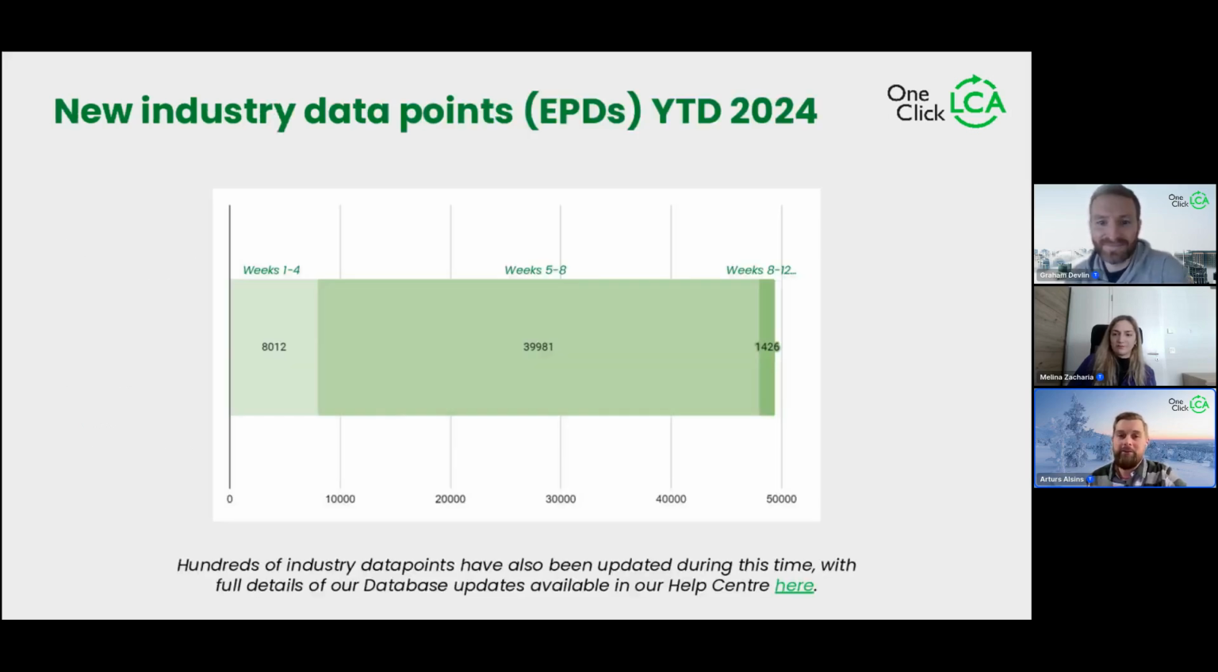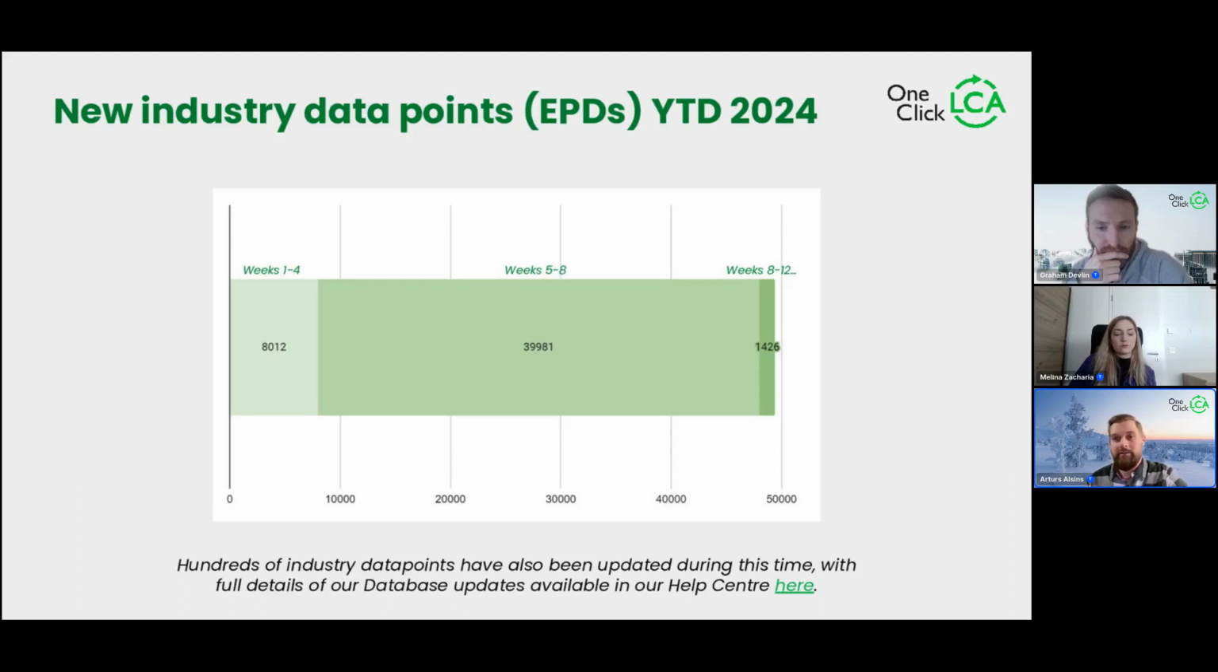Right, this is actually quite interesting. So as mentioned, we have both the generic data and industry-specific EPDs. That's one of the differentiating factors for OneClick LCA, that we have been including EPDs for the last 10 years, basically. And this is just a number for year to date for 2024. We can see that we have added almost 50,000 new data points to our database.